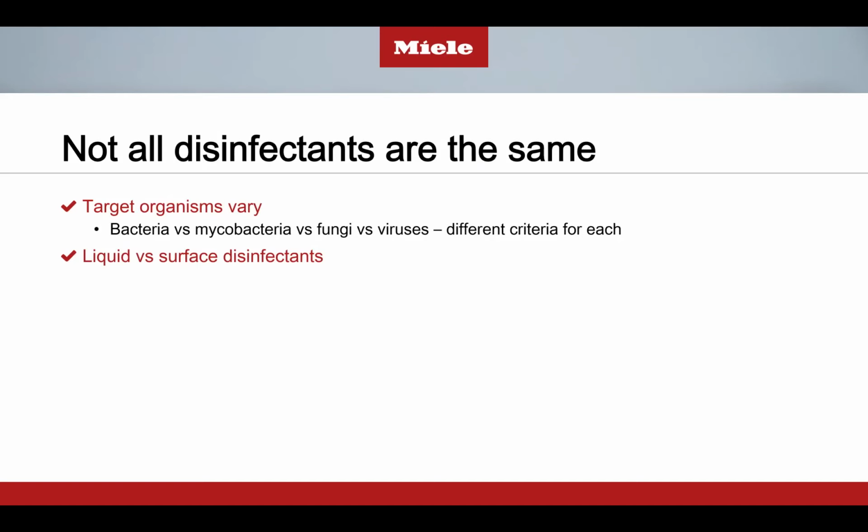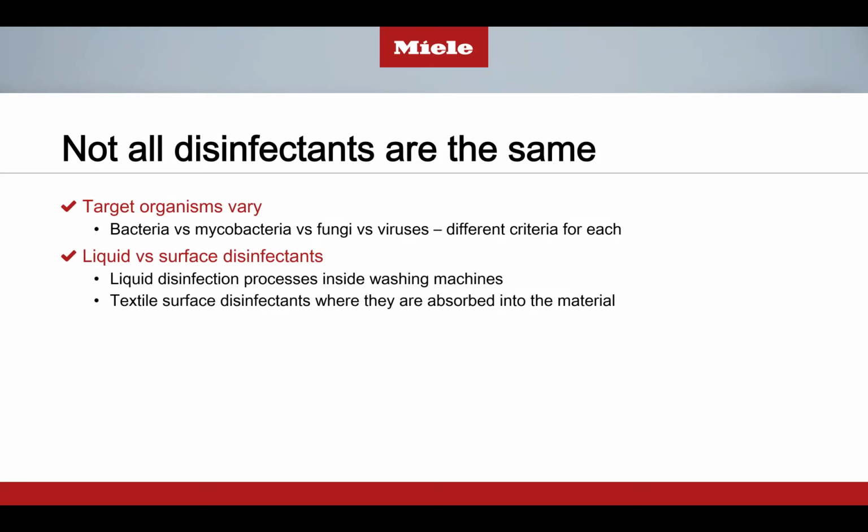And there are also different disinfectants for liquid versus surfaces. So inside a washing machine, you are looking at liquid disinfection because the disinfectant is mixed in with the water. Whereas when you are disinfecting a hard surface, you've got a different approach from when you're dealing with textiles. Textiles will absorb the disinfectant into the material and keep working a bit longer, whereas on solid surfaces, they can be wiped off.